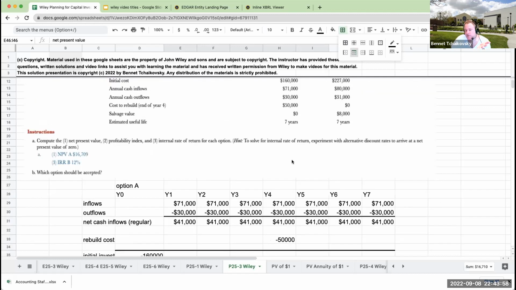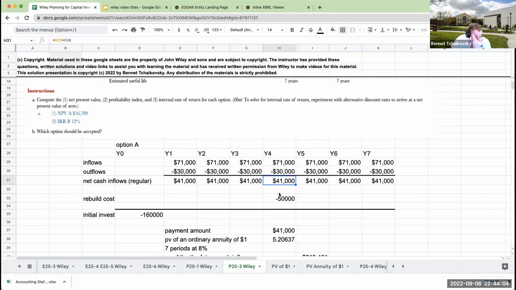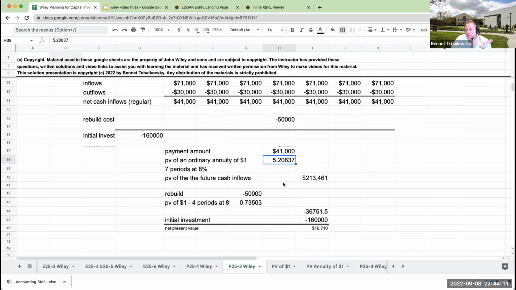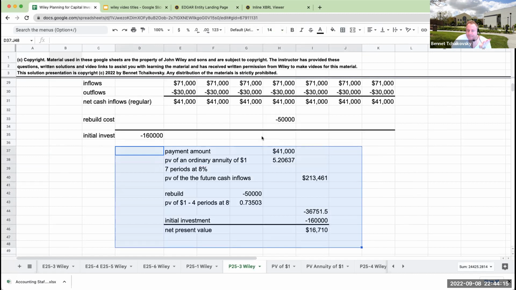Okay. So again, the tricky thing about this is the cost of rebuilding, right? This 50,000 that's popping up. I did it intentionally like this because if I would have subtracted it from this, then I couldn't have used the ordinary annuity, and that would have been a pain, right? So this makes my life a lot easier to go through and do the question this way.